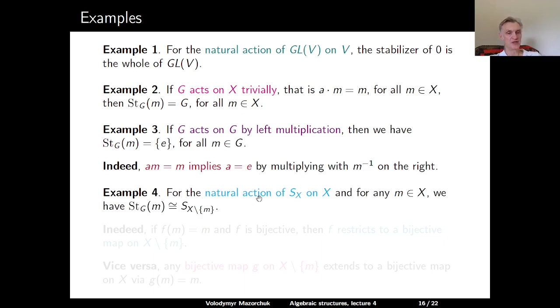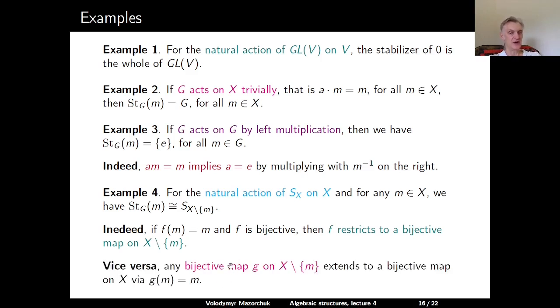Example 4, for the natural action of Sx on X, and for any element M in X, the stabilizer of M in Sx is isomorphic to the symmetric group on X minus M. So if we have a bijection F from X to X which fixes M, then F restricts to a bijection from X minus M to X minus M. Vice versa, if we have a bijection G on X minus M, we can extend it to a bijection on X by defining that G of M is equal to M. So this explains this example.